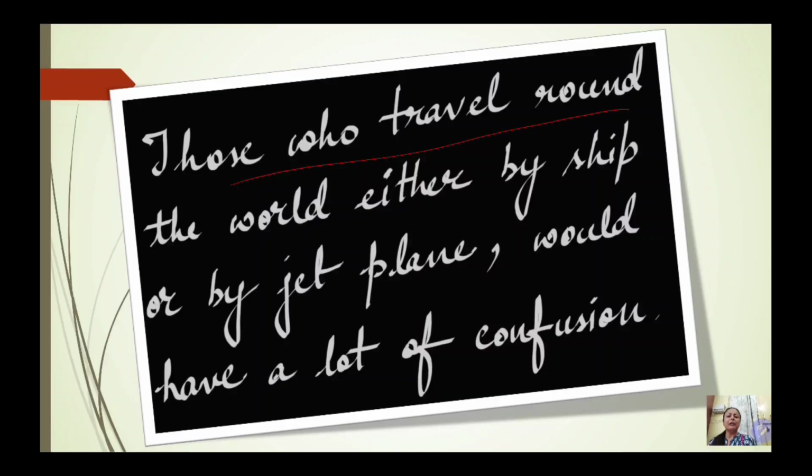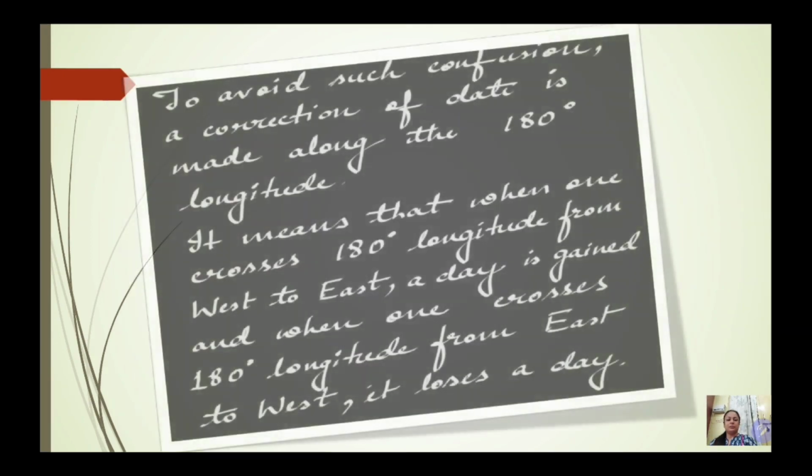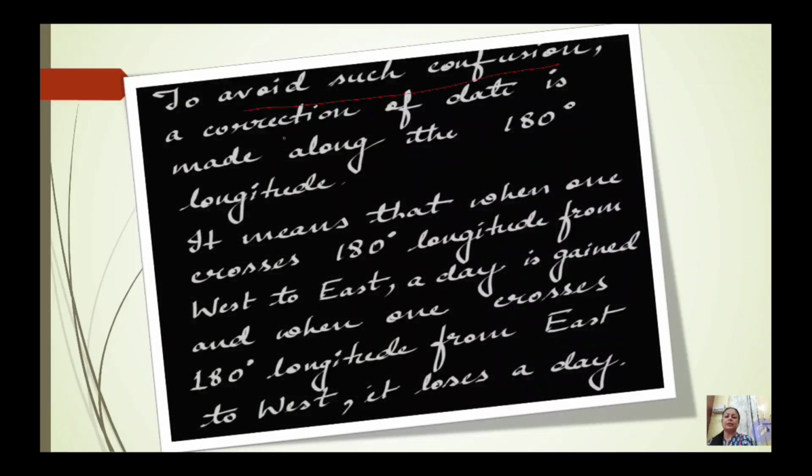Now those who travel round the world either by ship or by jet plane would have a lot of confusion. To avoid such confusion, a correction of date is made along 180 longitude. So children, because there was a lot of confusion of date when one would cross 180 longitude, to resolve this, an international agreement has been signed that when one crosses 180 longitude from eastward or from westward, then the date changes. So we have to adjust with it.